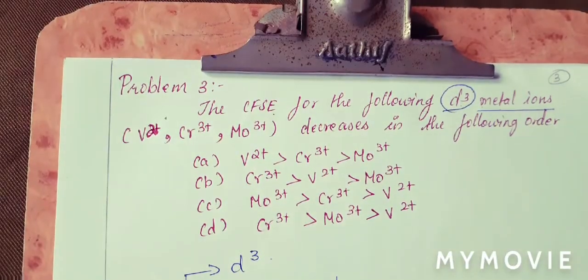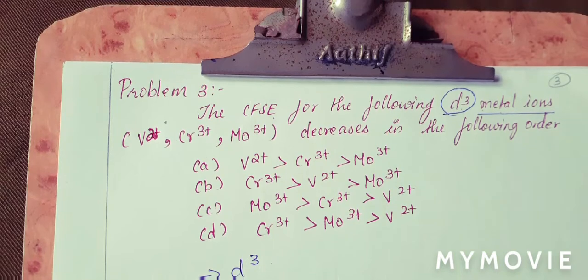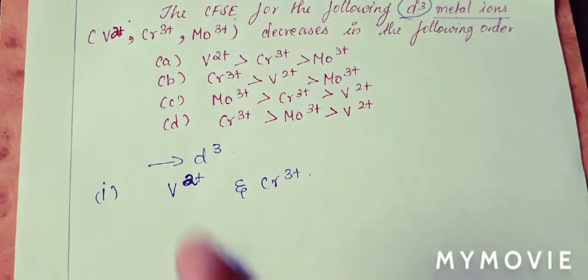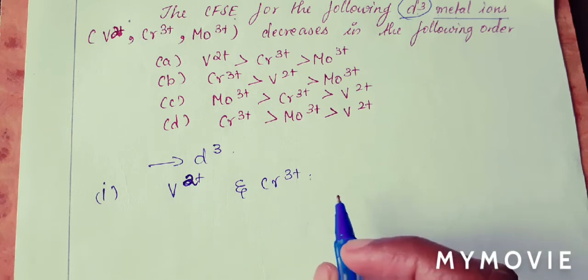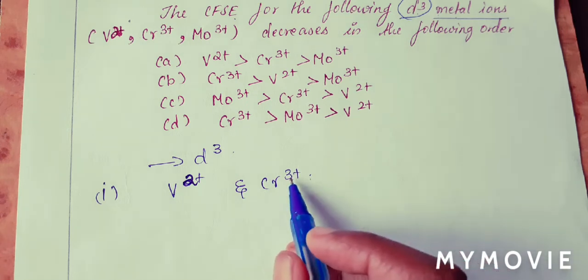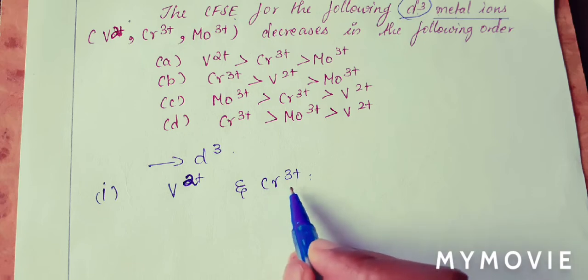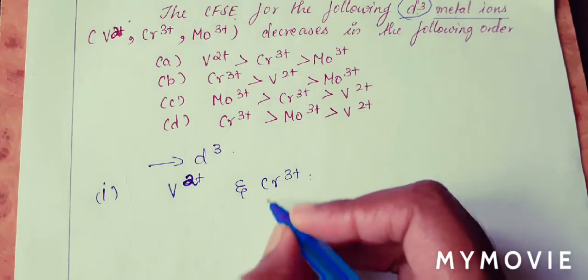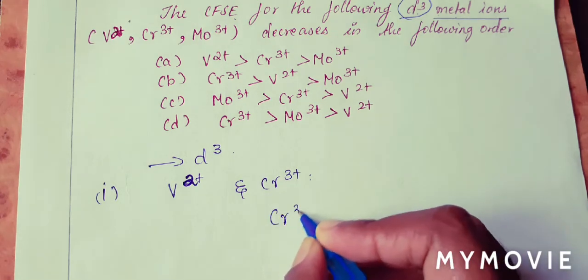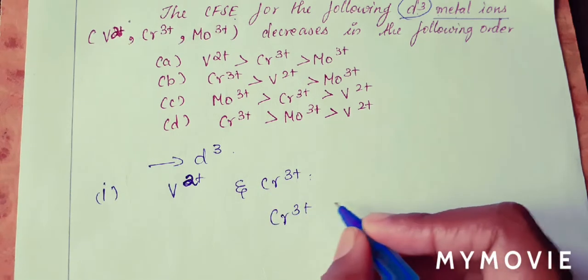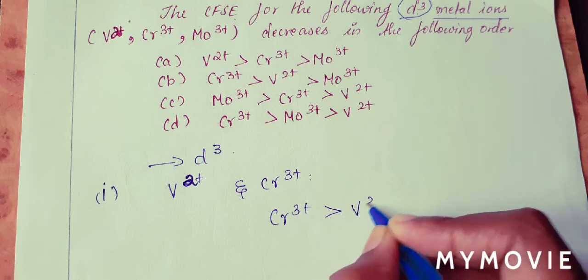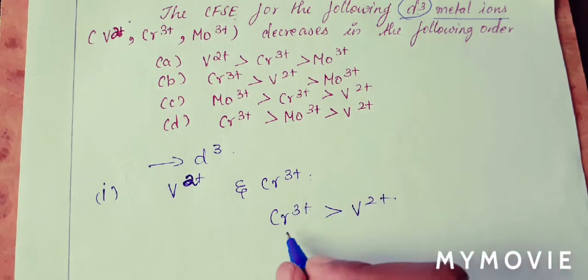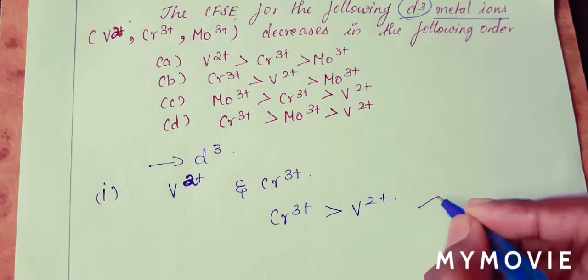Now I am going to compare the ions given. We have vanadium 2 plus and chromium 3 plus. The first thing that I notice here is that the oxidation state of chromium is more, so obviously its splitting is going to be more when compared to vanadium. So directly I'm writing chromium 3 plus will have higher CFSE than vanadium 2 plus. This is my first comparison, which is over.